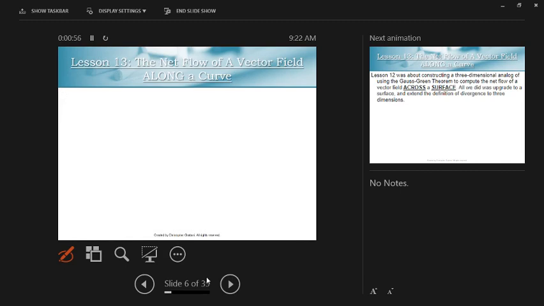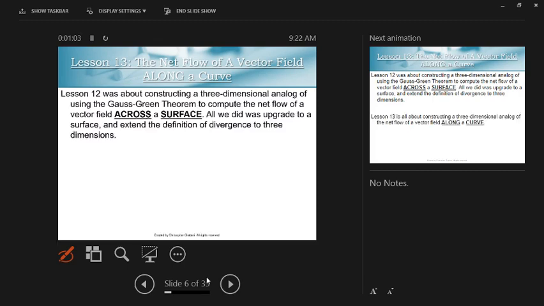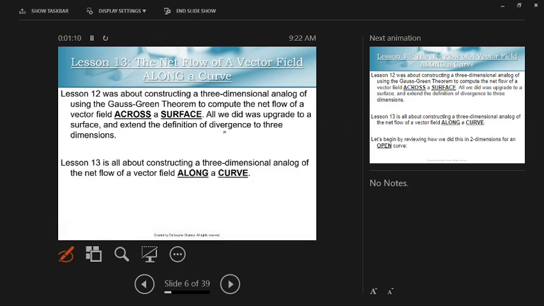Just like last chapter, we had to adapt 2D flow across to 3D flow across. For this chapter, we need to adapt two-dimensional flow along to three-dimensional flow along. Now, there is going to be a difference. In lesson 12, we were doing flow across typically a closed surface. So you're imagining a sphere or a box or something and flow across that. For lesson 13, we're going to do flow along a curve, but living in three-dimensional space. So there is a difference there.